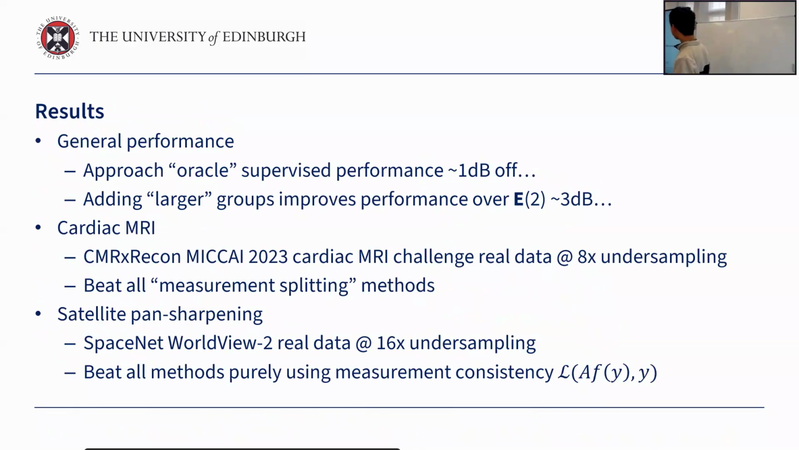And then we're using real data. In the cardiac MRI, we're using challenge data from 2 years ago now at really, really high undersampling rates and beating all other self-supervised methods, which we'll discuss later today. And in the satellite case, really, really high downsampling. Interestingly, if you look through all this pan-sharpening problem literature, every single other paper is just doing measurement consistency, so you can never recover anything from the null space.